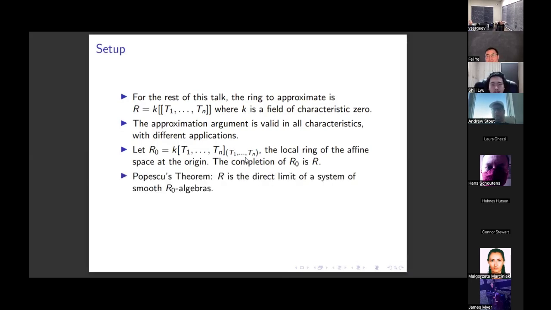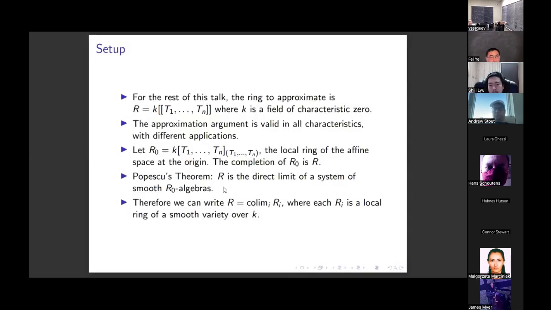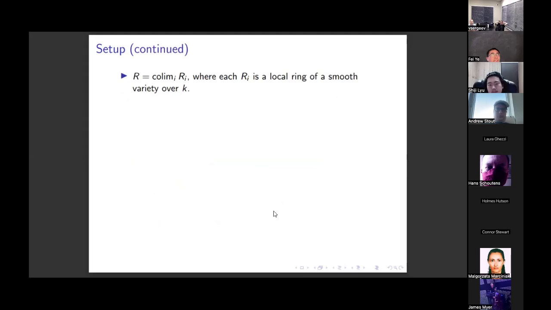By Popescu's theorem, or Artin-Popescu's theorem, R is the direct limit of a system of smooth R0 algebras. If you don't know about it, ignore the sentence; just believe it. The point is we want to write R as the filtered colimit of Ri, where each Ri is a local ring of a smooth variety over K. In fact, the variety is smooth over the affine space. So these Ri are local rings of varieties, and R is the direct limit. Okay, so this is our situation: you have this complete local ring R, a power series ring, and it's a direct limit of local rings of smooth varieties.